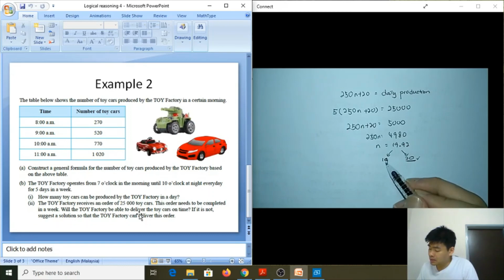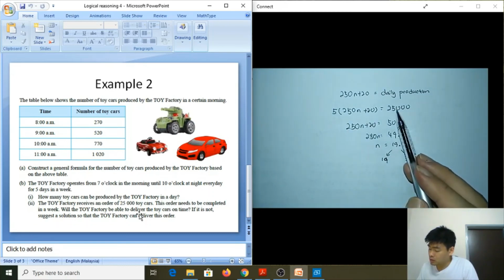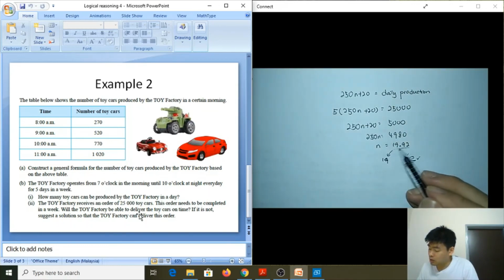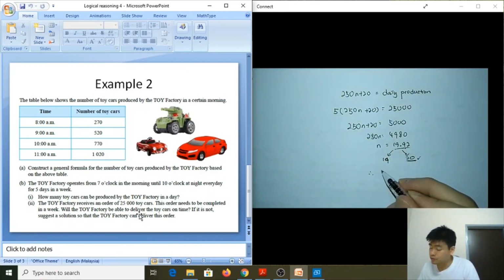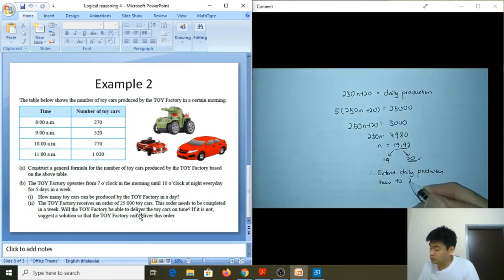If you pick 19 as your answer, you are not going to be able to meet the order because you only work for 19 hours. But our calculations show that you need to work at least 19.92 hours, right? So 20 hours is the least amount of hours that you need to complete the order. Therefore, the solution for B2 is you have to extend the daily production hours to 20 hours. 20 hours a day, right?